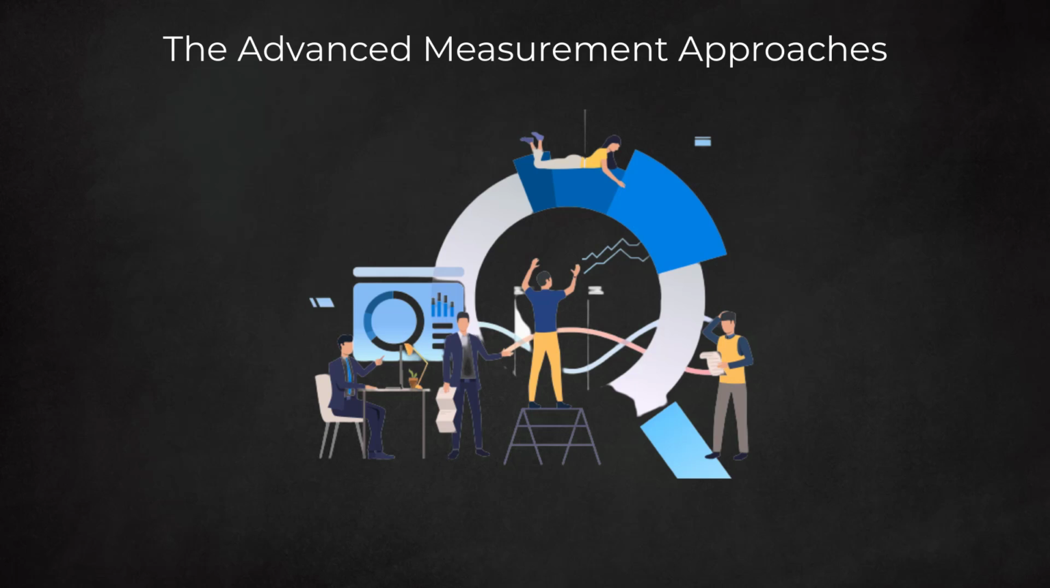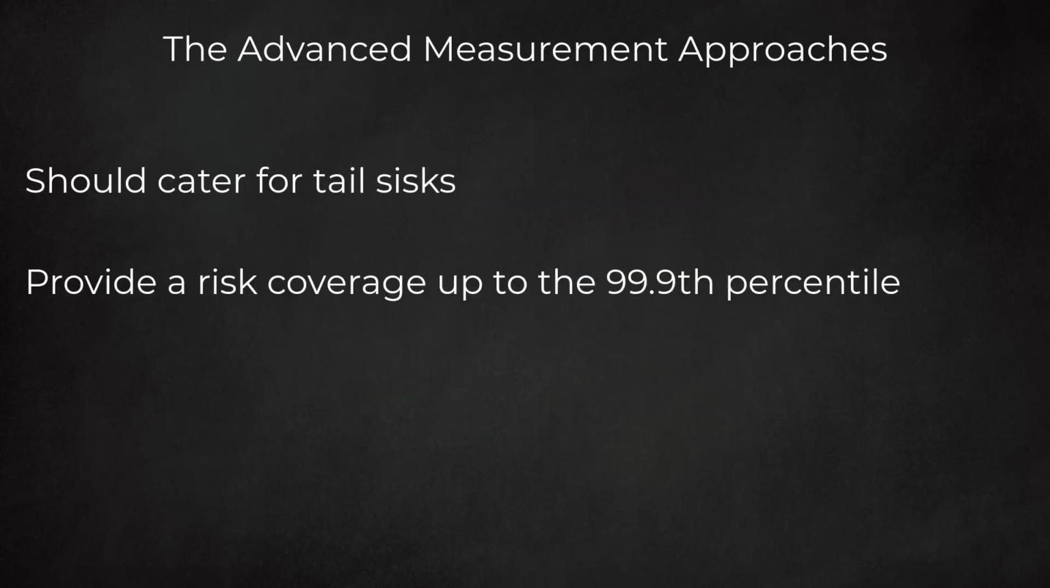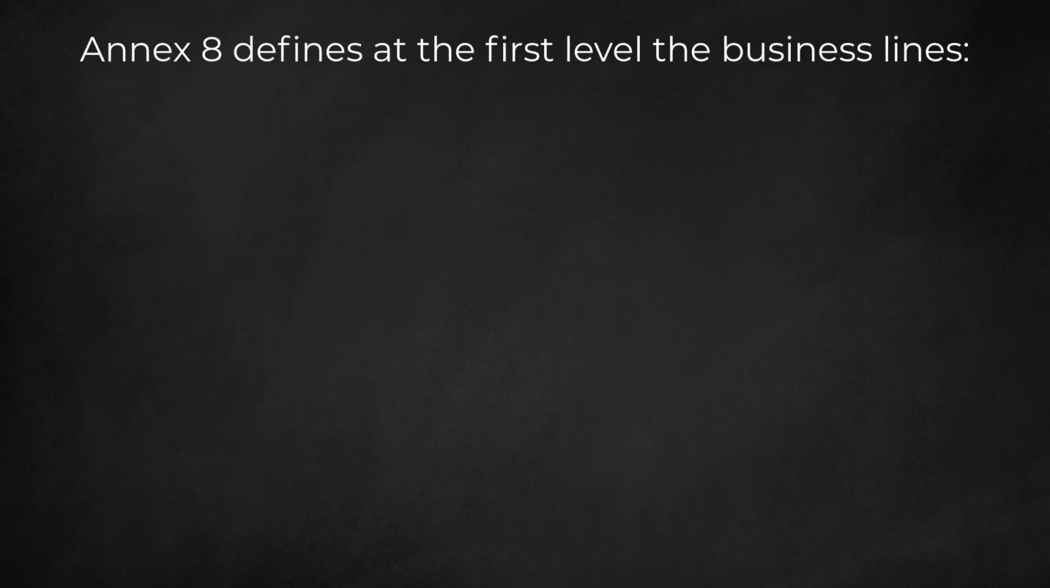The Basel Accord does not specify a calculation method nor the type of probability distribution to use to simulate the risk. However, it does stipulate that the model should cater for tail risks and provide for a risk coverage up to the 99.9 percentile. The risks to consider should be mapped to the Annexes 8 and 9 of the Basel II Treaty. Annex 8 defines at the first level the business lines.